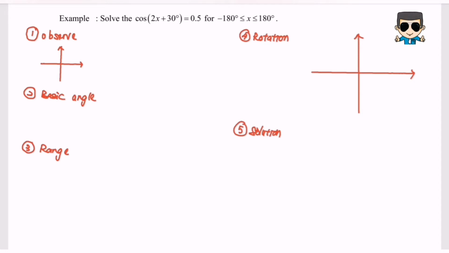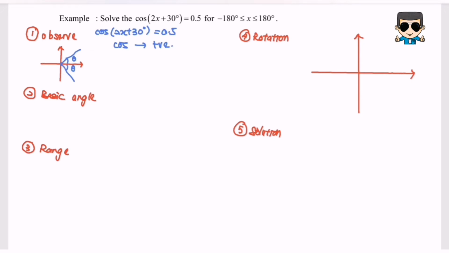Step number 1, we're going to observe the equation. Given cos(2x + 30°) = 0.5, in this case cos is positive. For cos positive, we pick quadrant 1 and quadrant 4, with theta as the basic angle.